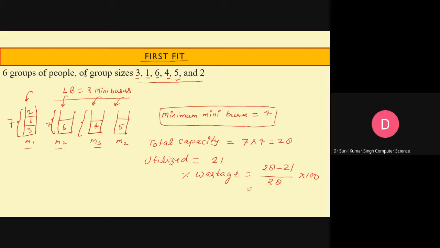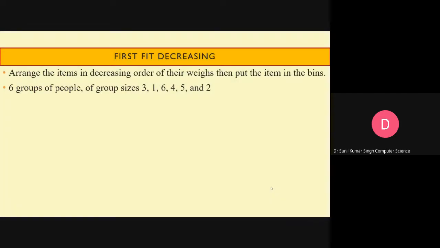Okay, 25%. So let's write here 25%. Now let's move on to the next algorithm, first fit decreasing.